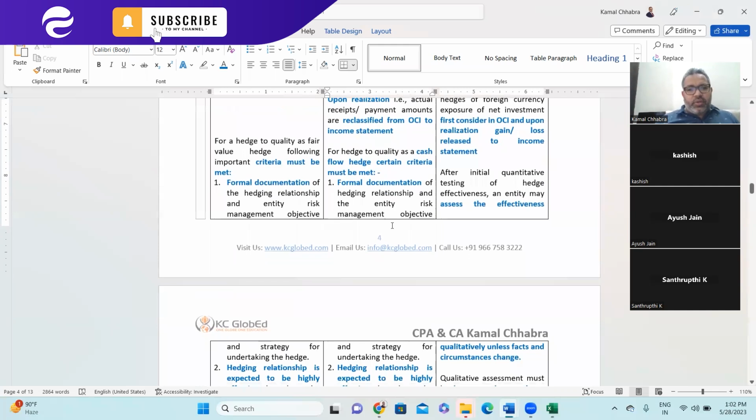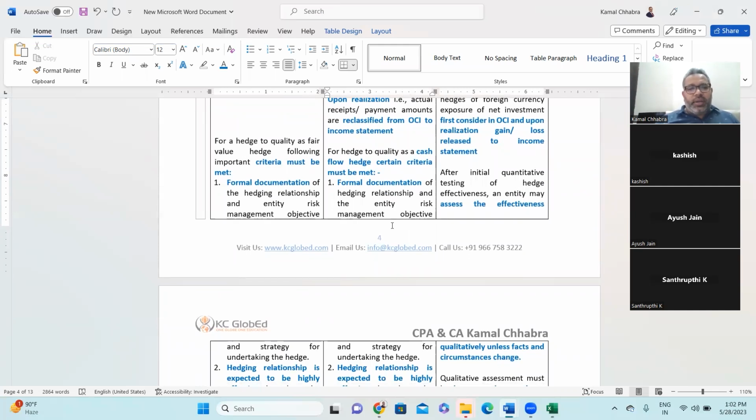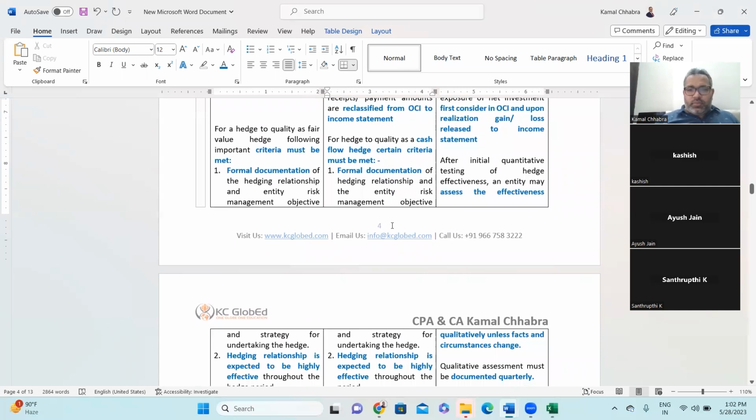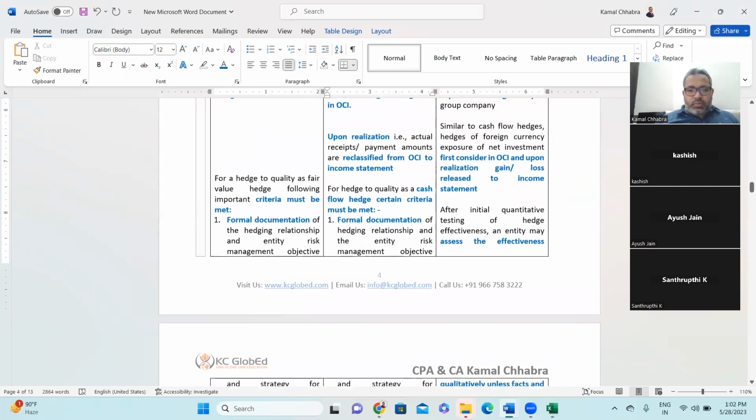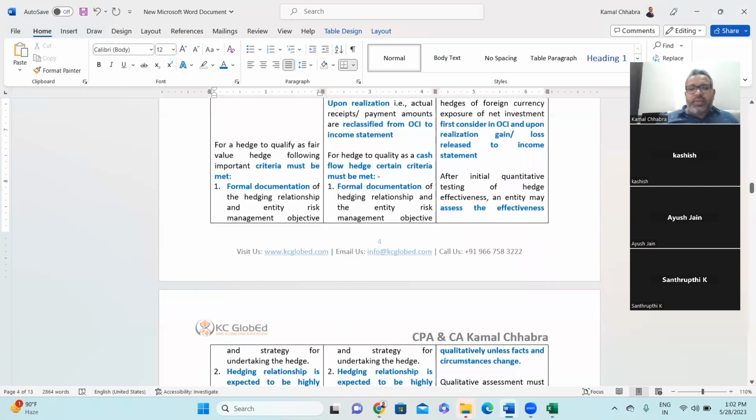For a hedge to qualify as a fair value hedge, the following important criteria must be met. First one is formal documentation is required. Formal documentation of the hedging transaction.